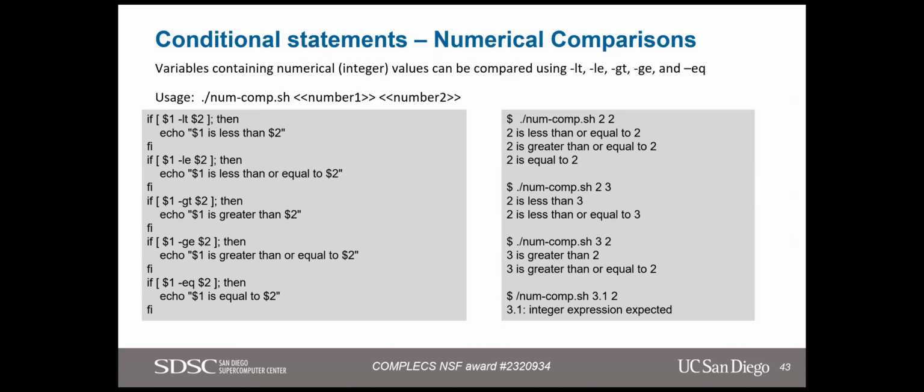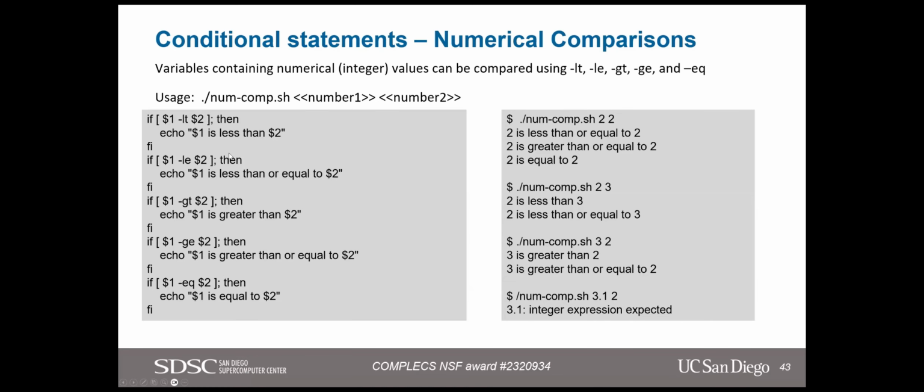In numerical comparisons, the values can be compared using less than, less than or equal to, greater than, greater than or equal to, or equal to. In this example, we're just going to test if two numbers are equal to each other. The usage is the name of the script, the first number, and the second number. Those brackets shouldn't be used if you're running the script.